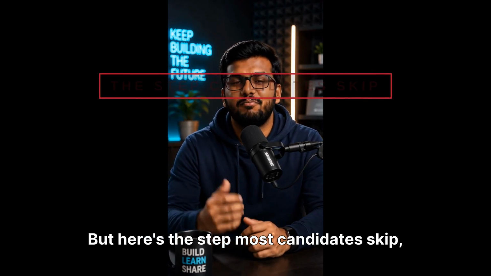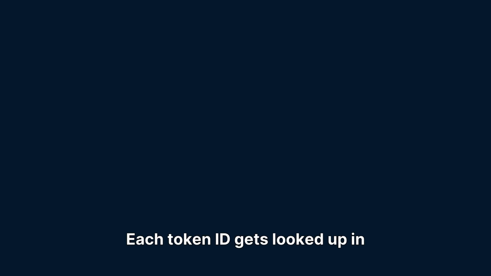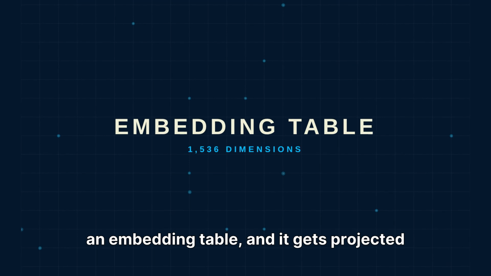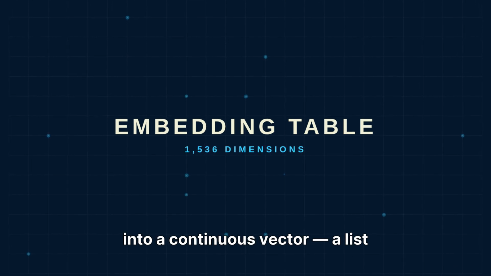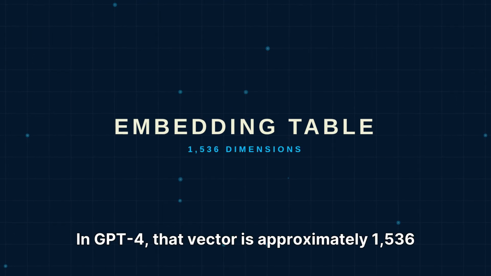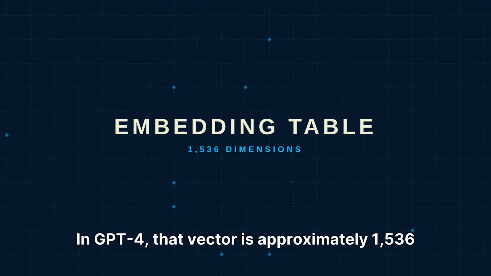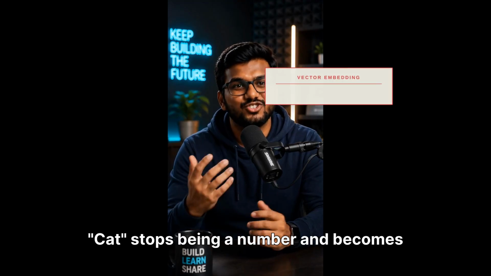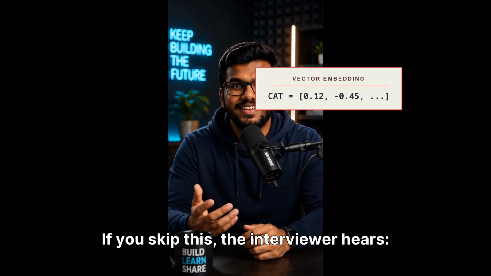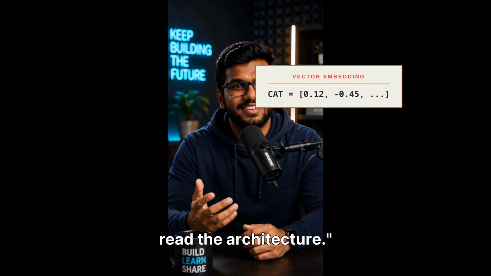But here's the step most candidates skip, and skipping it is what gets you cut. Each token ID gets looked up in an embedding table and it gets projected into a continuous vector, a list of floating point numbers. In GPT-4, that vector is approximately 1536 dimensions long. Cat stops being a number and becomes a point in space. If you skip this, the interviewer hears, I've used the API, but I haven't read the architecture.